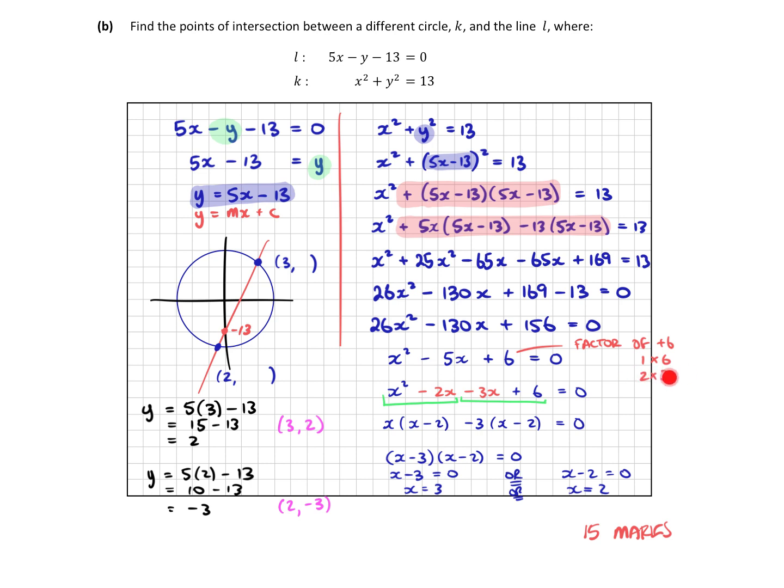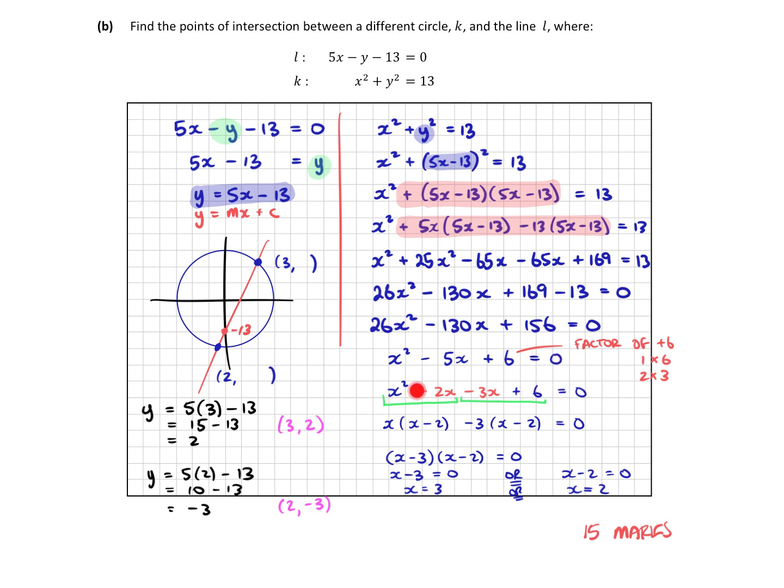If I times them, minus 2 times minus 3, a minus by a minus gives me a plus, and it gives me a plus 6. In this case, I wanted a plus 6, so that worked. So what I did was I subbed in these factors here. X squared stayed as it was. Instead of writing minus 5x, I wrote minus 2x and minus 3x. Positive 6 stayed where it was, and that was all equal to 0.